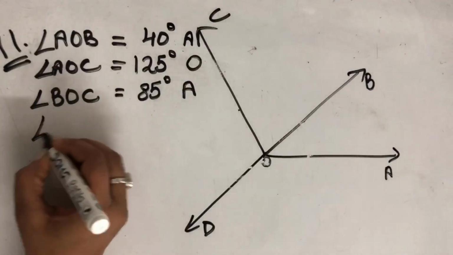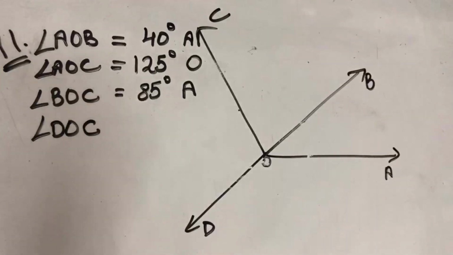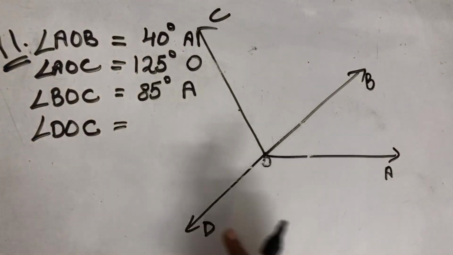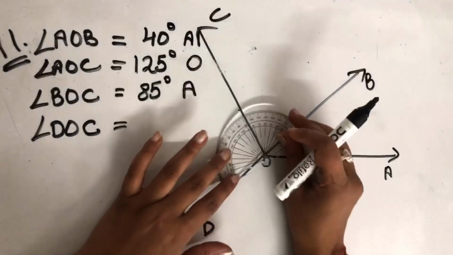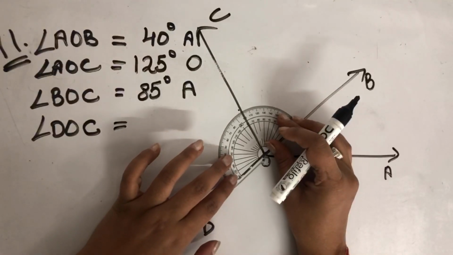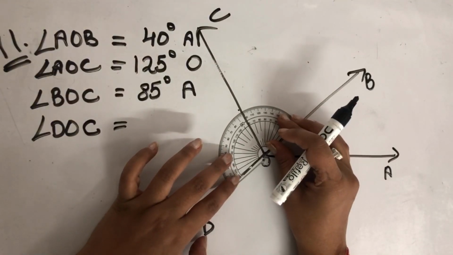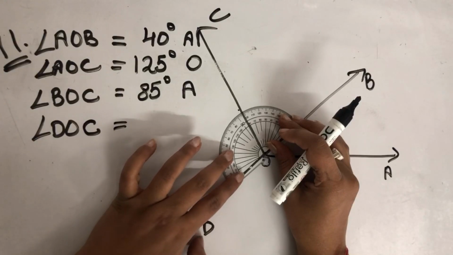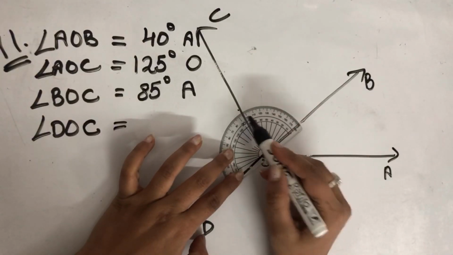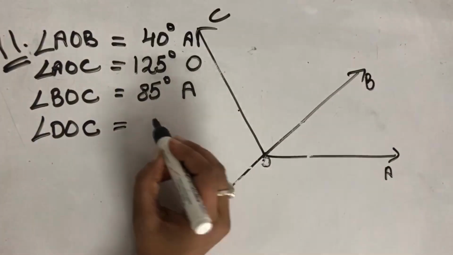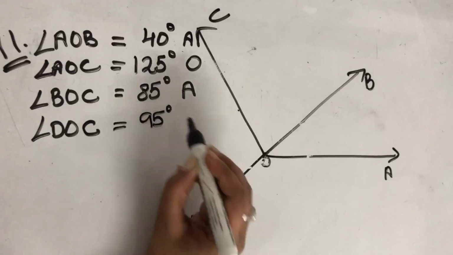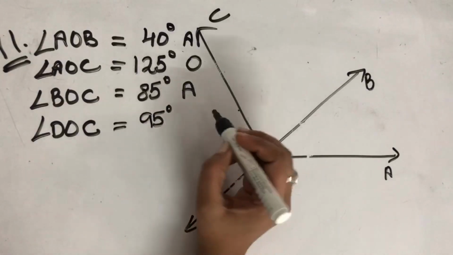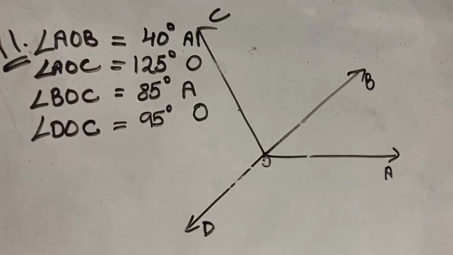Next is angle DOC. So this angle you have to measure, and this one is 95 degree. 95 degree is greater than 90. So it is obtuse angle.